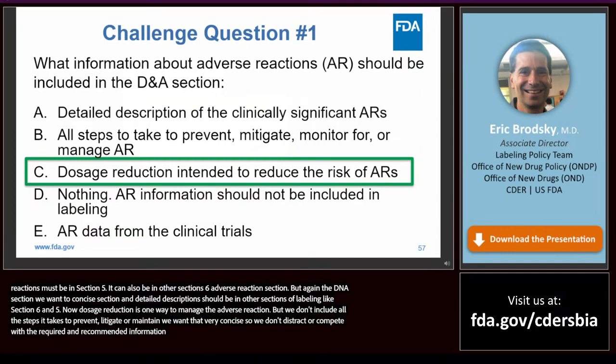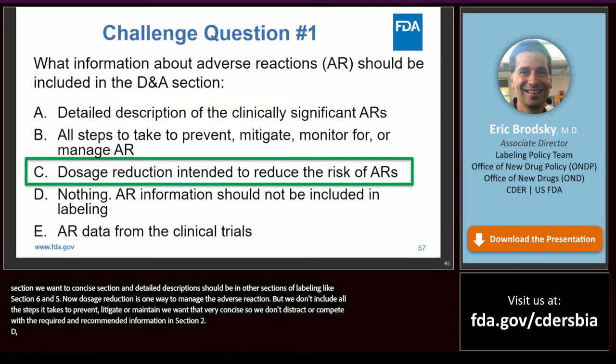section 2. D, well, we should include dosage reduction intended to reduce the risk of adverse reactions. Adverse reaction data from the clinical trials are generally in section 6, the adverse reaction section. They're not included in section 2.